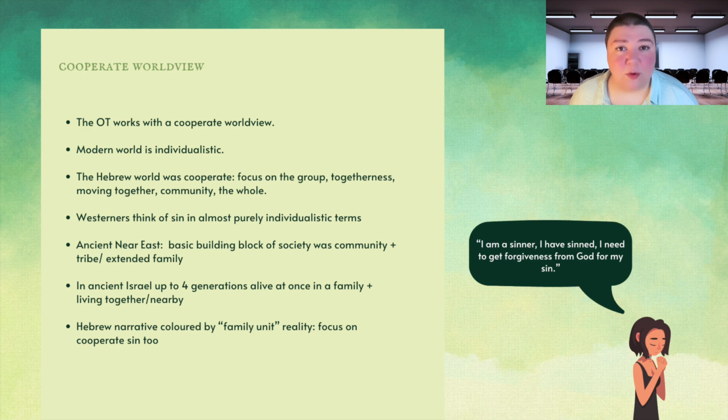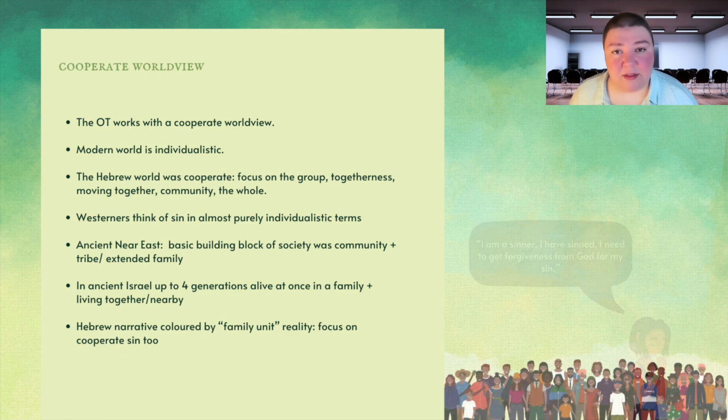Now, I had the unusual pleasure of being able to meet my great-grandmother. This was made possible because both my great-grandmother and my grandmother had children when they were 16 or so, very young. In ancient Israel, there would usually be up to 4 generations alive at once in a family, and in those days, these 4 generations would be living together simultaneously. This was the building block of society, and so the narrative will be affected by this family unit reality which they had. And as we said, there is a focus on corporate sin as well.